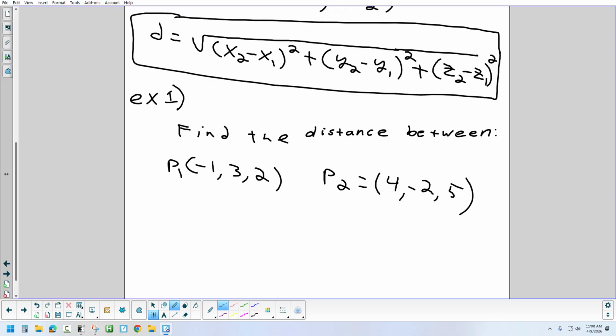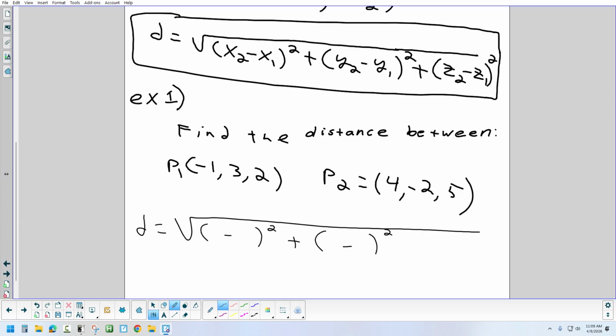Okay, so what I like to use is write down everything first without numbers, and then we'll plug it all in. Distance equals something there squared, there, and there. Okay. What's going to go in my first set of parentheses?